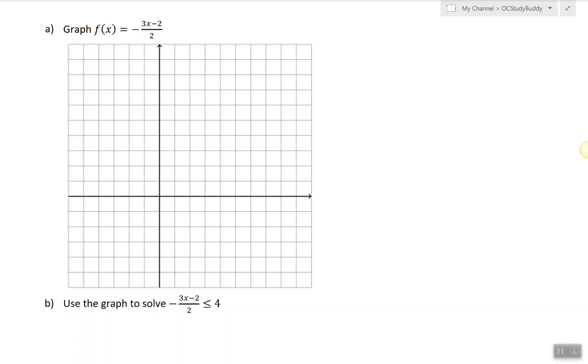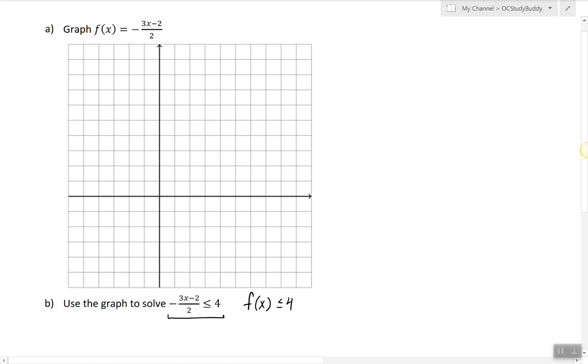In this video, I will show how to graph and use the graph of a function to solve an inequality. So the main goal in this problem is to use the graph of a function to solve this given inequality, which can also be written as f of x less than or equal to 4.